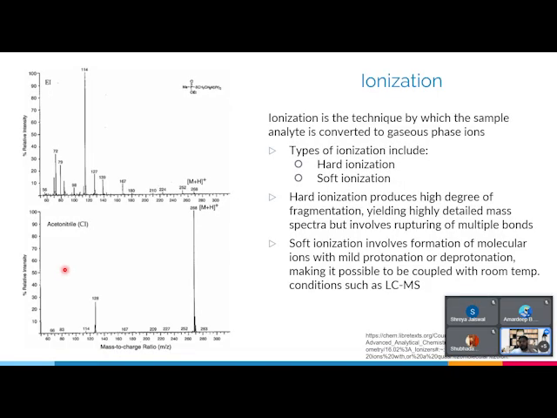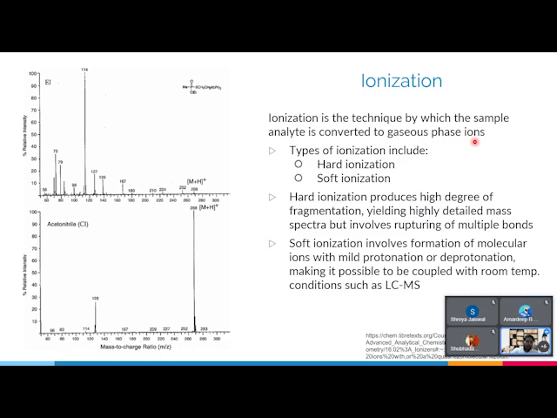So let us first look into what ionization exactly is with respect to mass spectrometry. Ionization is the technique by which a sample analyte is converted to gaseous phase ions. The entire workflow of mass spec is first to convert your sample into gaseous phase ions, and then you throw them down a large long tube, and depending on how long it takes them to flow through the tube, depending on the charge, magnetic field, or the distance between the two ends of the tube, you determine what the mass by charge ratio of the particular sample is.